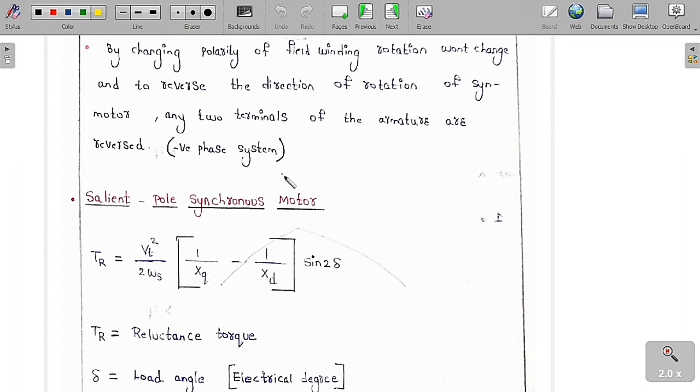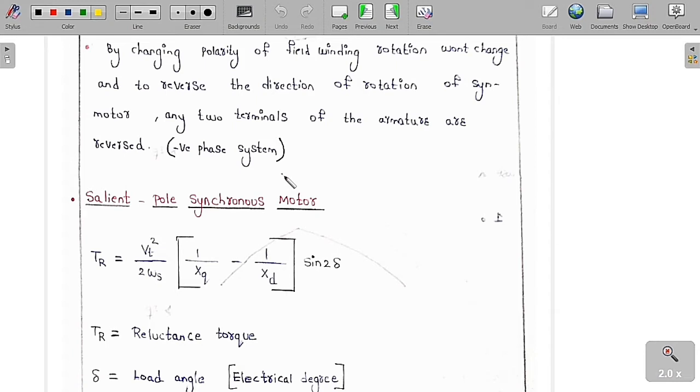If you want to do the reverse rotation of the synchronous motor, you don't have to change the polarity of the field winding. If you change the polarity of the field winding, just the fixed poles' polarity is going to change. Again, they are going to rotate in the same direction. Instead of that, you have to interchange any two terminals of the supply. Then the overall phase will differ. Then the resultant flux is going to rotate in the reverse direction. So therefore, this motor is also going to rotate in that reverse direction.